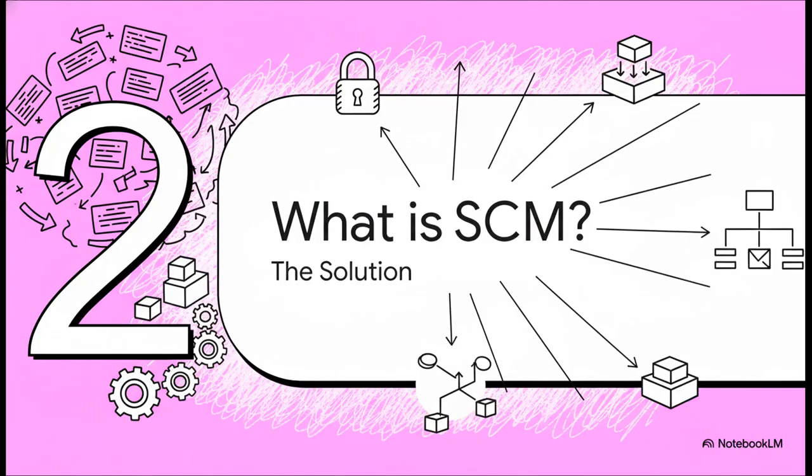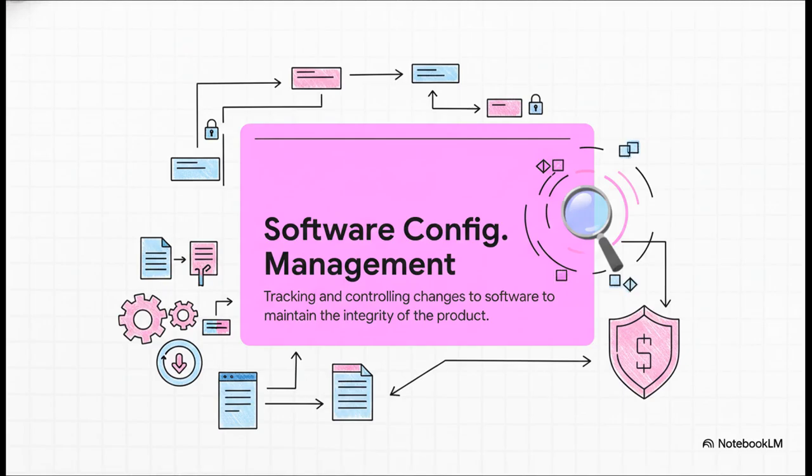So how in the world do we fix this? Well, that brings us right to our solution, Software Configuration Management, or SCM for short. It's the set of rules and procedures that brings sanity back to the whole development process. At its very core, SCM is all about one thing: tracking and controlling changes. That's it. It's a formal process that's specifically designed to protect the integrity, the quality and the consistency of the software as it grows and evolves.